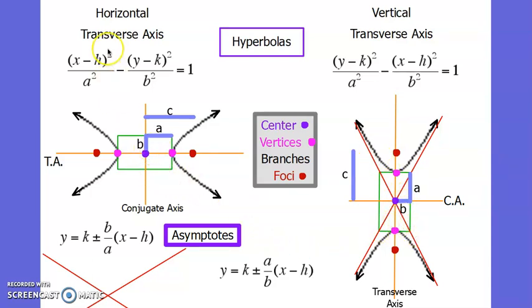The same thing actually works for the horizontal transverse axis. You'll notice this time, since we're going left and right, x squared minus y squared, that a goes to the right, which just means that the slope of our lines this time isn't going to be a over b, it's going to be b over a. b is the rise, a is the run, and again, our lines will guide those hyperbola branches.